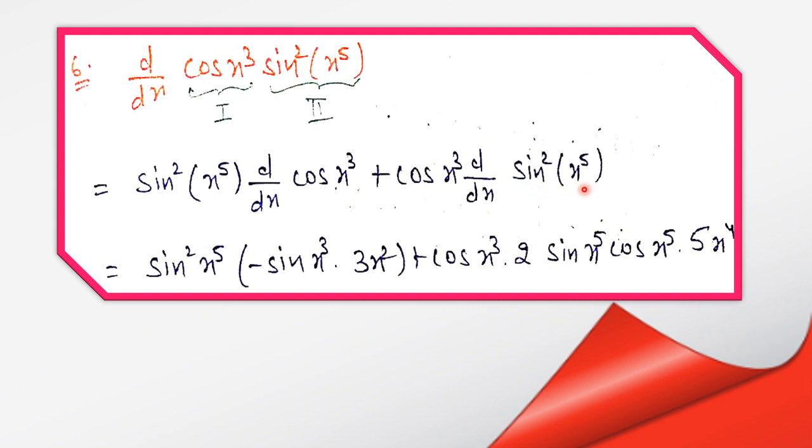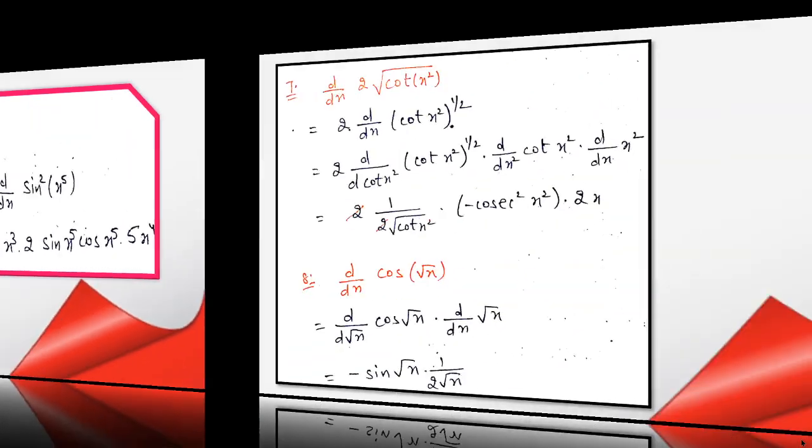Now the derivative of this thing. First of all, let's find the derivative of this square, sine square x. So it will be 2 sine x power 1, because this power 2 will come in front and power will be reduced by 1, 2 minus 1, 1. Then let's take the derivative of sine function, sine x. So it is cos x. Then let's find the derivative of x power 5. So it is 5x power 4. We are applying chain rule here after that.